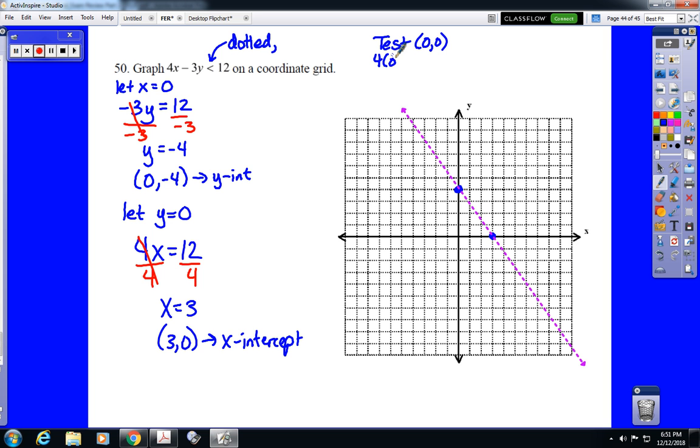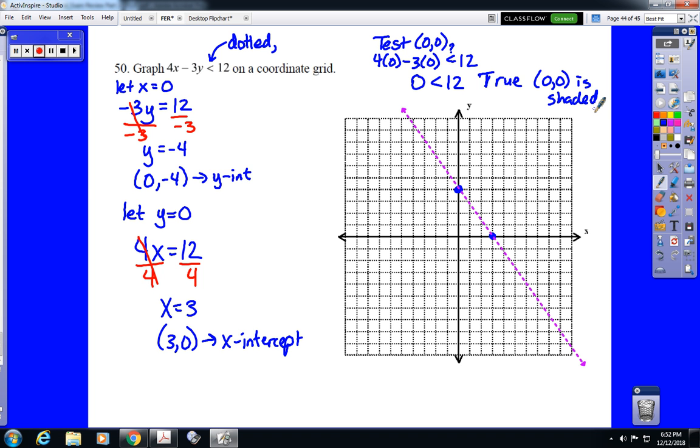That would be 4 times 0 minus 3 times 0, and we're checking to see, is that less than 12? So that would be 0 is less than 12. Is that true or false? That's true, which means 0, 0 is shaded.